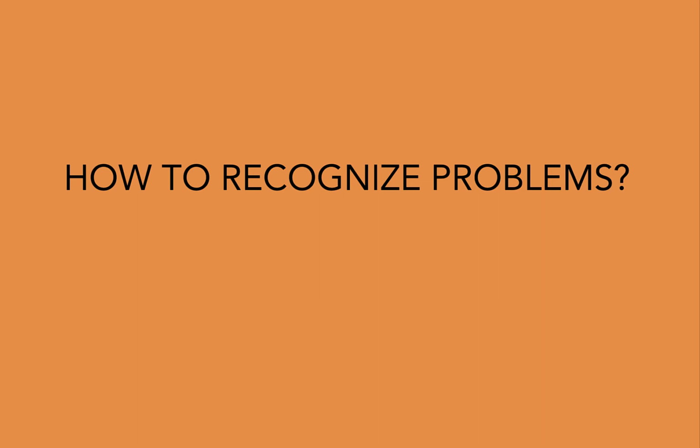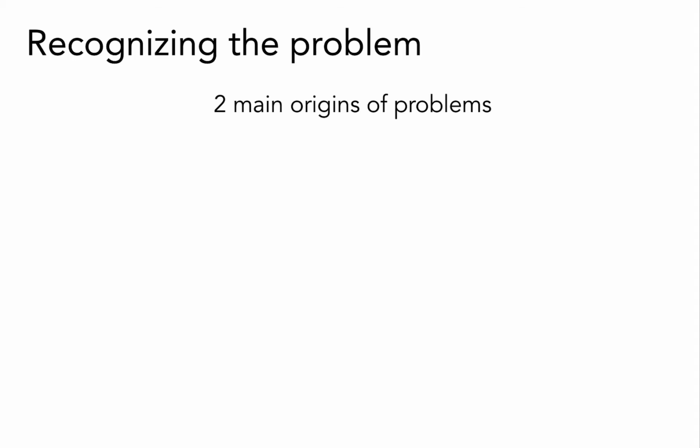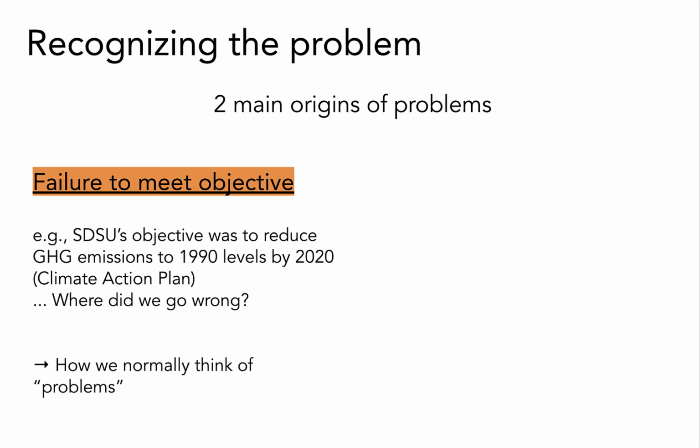Without an open mindset, it's very hard to detect problems. Usually, there's two main origins or sources of problems. First of all, there could be failures to meet an objective, which is the typical way we think of problems. For example, SDSU's objective was to reduce greenhouse gas emissions to the 1990 levels by 2020, which was stated in the Climate Action Plan. That didn't happen. So where did we go wrong? How come we didn't meet that objective? Like, we set a certain goal for ourselves, a certain objective. How come we failed to meet that objective? This is usually how we think of problems.